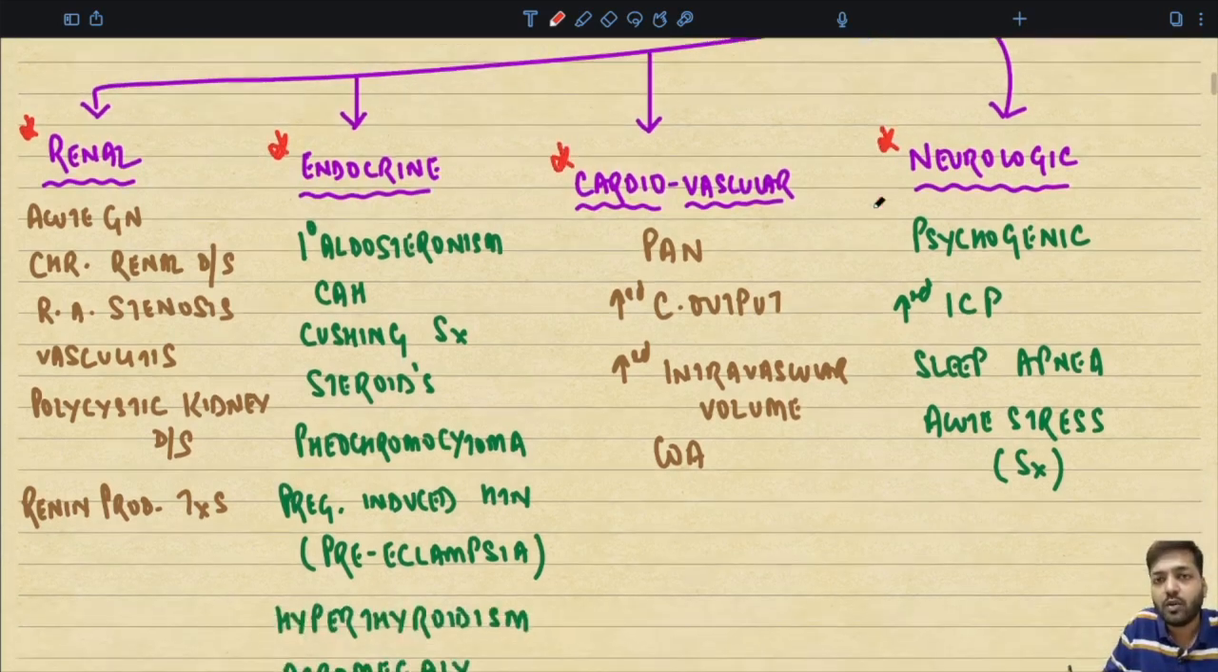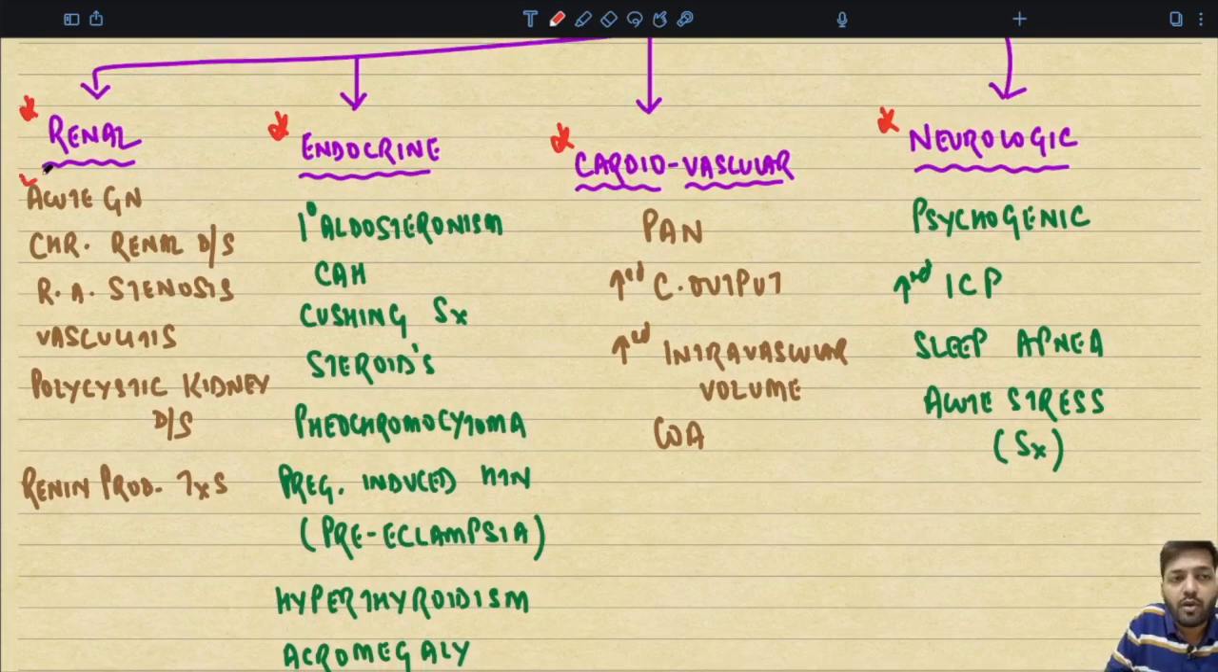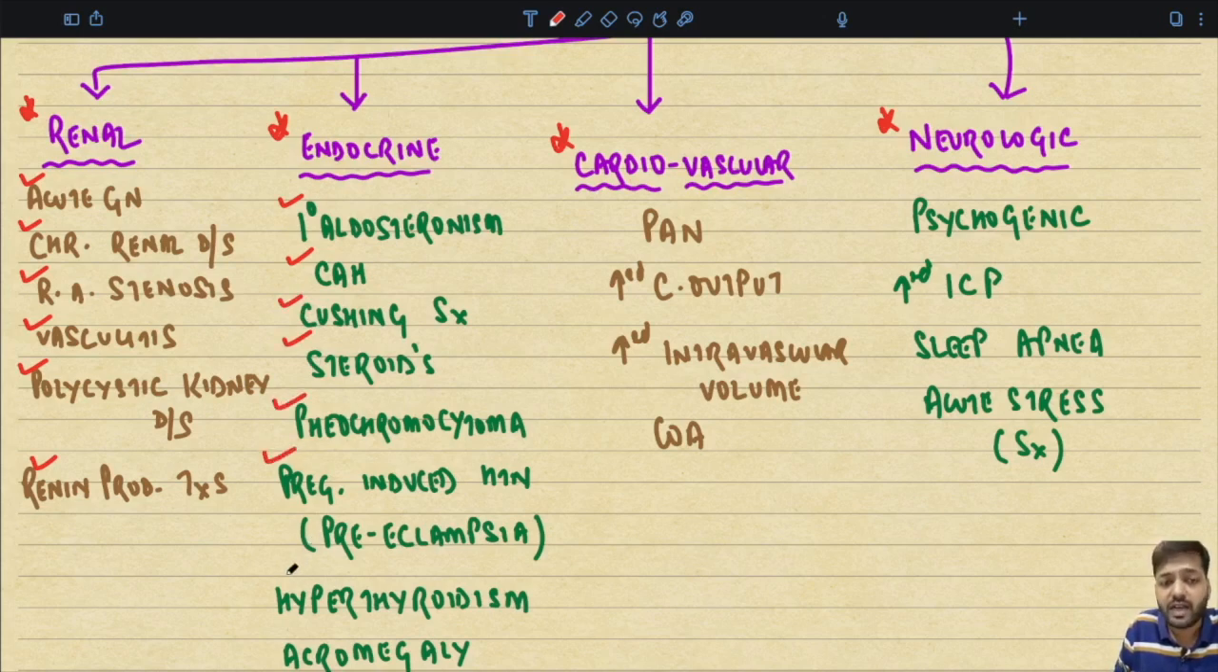So what are the renal causes? It can be acute glomerulonephritis, chronic renal disease, renal artery stenosis, vasculitis, polycystic kidney disease, renin producing tumor. What are the endocrine causes? Like primary aldosteronism, congenital adrenal hyperplasia, Cushing syndrome, steroids, pheochromocytoma, pregnancy induced hypertension like preeclampsia, hyperthyroidism, acromegaly. What are the cardiovascular causes? They are polyarteritis nodosa, coarctation of aorta, increased cardiac output, or increased intravascular volume.